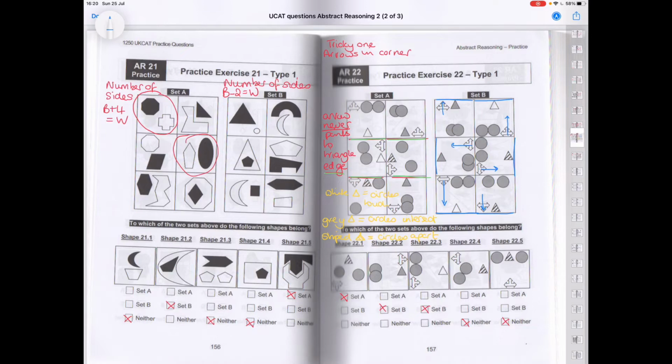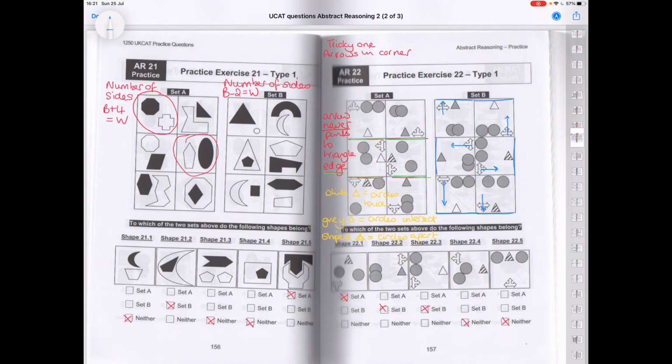I found number 22 really tricky. I struggled with this one, I have to be honest. So this one has an arrow in the corner, so you can immediately rule out shape 22.5 at the bottom, which is useful. And then the colour of the triangle means whether or not the circles are touching, separate or intersecting. So a white triangle means they're touching, a grey triangle means they're intersecting, and a hatched triangle means they're separate. So I got that far without too much difficulty, but then I really struggled with what the arrows were meaning.